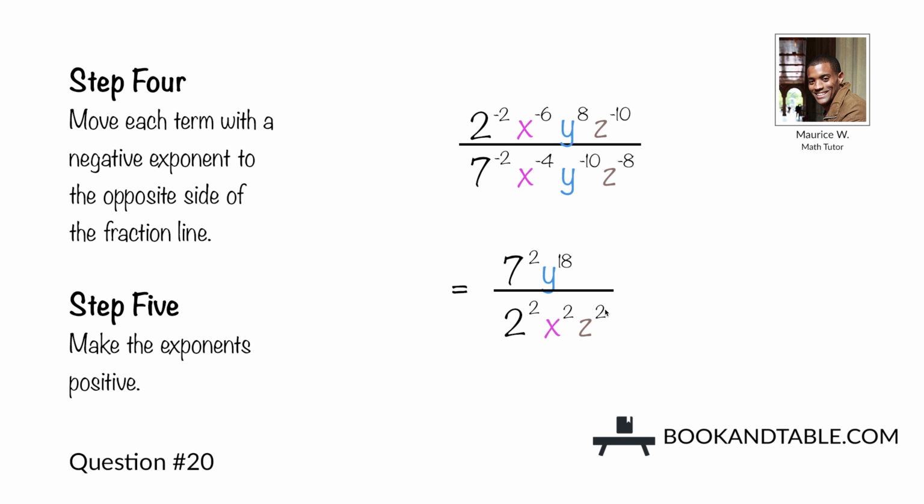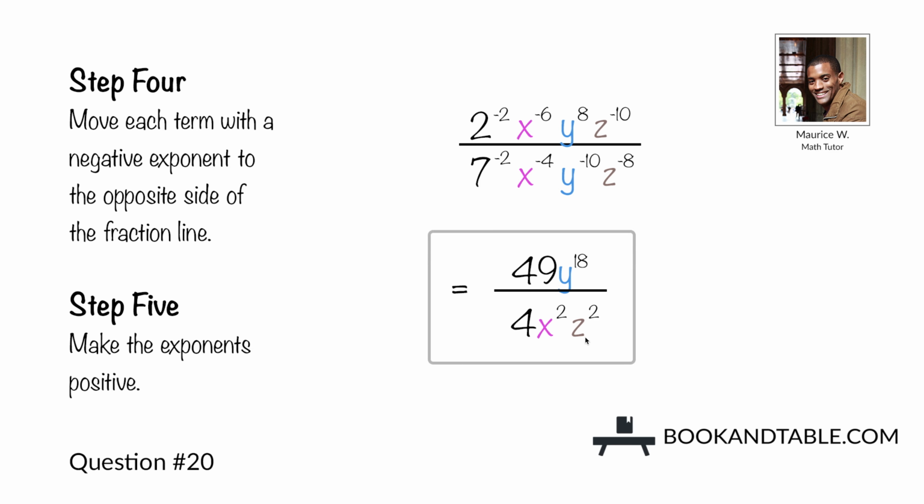X and z now have positive 2's as their exponents. We switched 7 to the negative 2 to the numerator and 2 to the negative 2 to the denominator. So 7 squared gives you 49, y to the 18th in the numerator. And in the denominator, you'll get 4x squared z squared, giving us our final answer, 49 y to the 18th divided by 4x squared z squared.